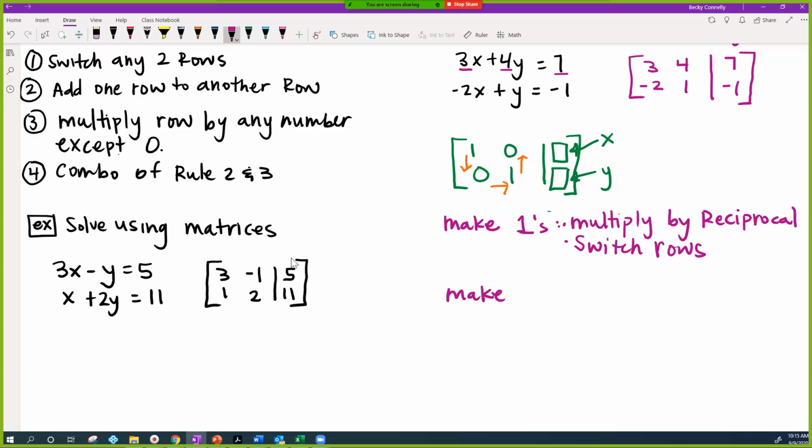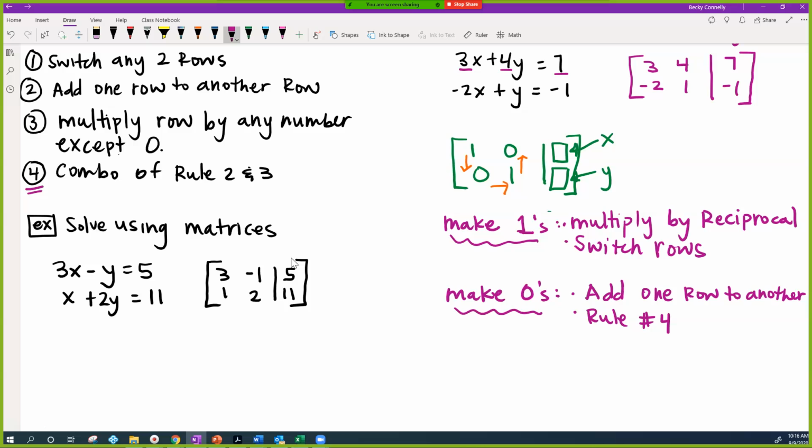To make zeros, you could add one row to the other. Or you can do that combo thing that we talked about, rule number 4, where you do a combo of 2 and 3, where you multiply by something and add it. So I'm just going to put here rule number 4. And we have that up here, that combo.